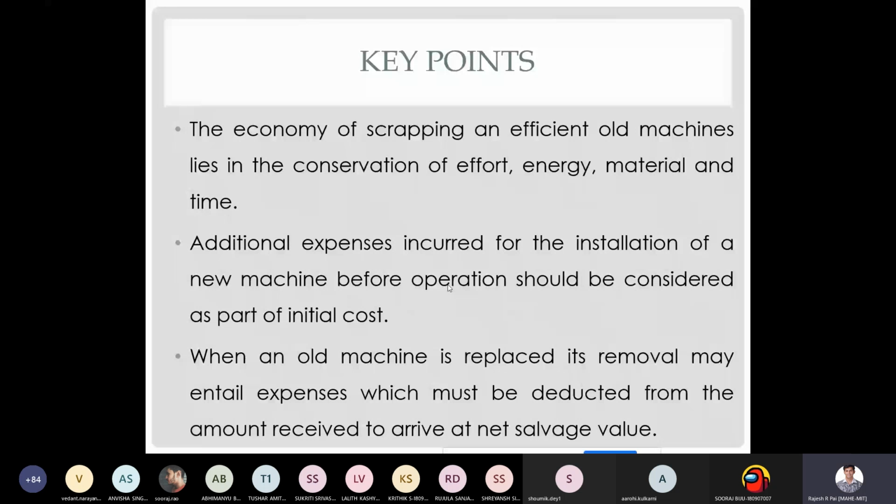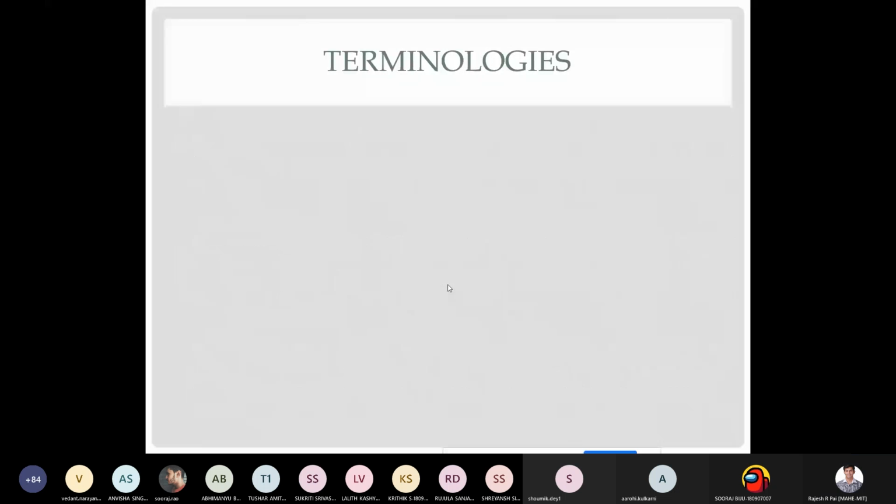I will change the slide. Okay, there are some terminologies which we need to learn along with the 2 concepts which we have learned in the previous slide. Okay, one is nothing but the sunk cost. Now, what is sunk cost? Any idea? Students, any idea? Have you heard about this sunk cost?